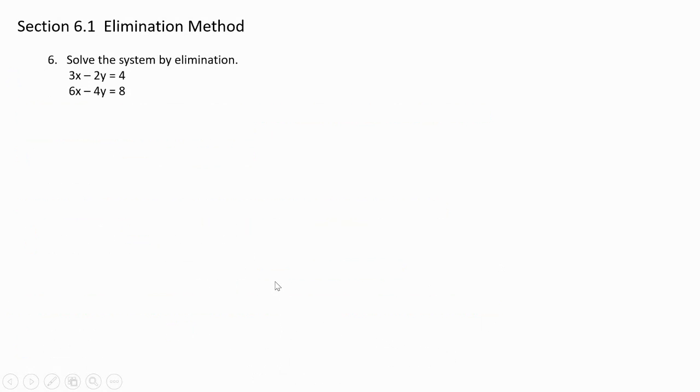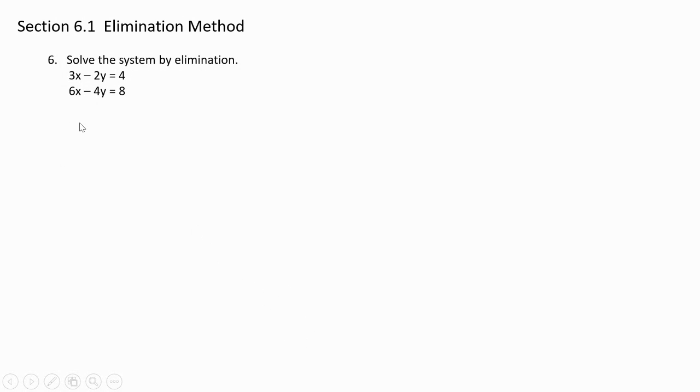Now, this is number 6. Again, solve the system by elimination. At times, guys, there's no solution on a system, which means perhaps the two lines are parallel. They never intersect. Or another case might be that it's the same line, like the line is on top of the line, which means it's going to be infinite solutions. And I believe number 6 and number 7 are going to be an example of each one.